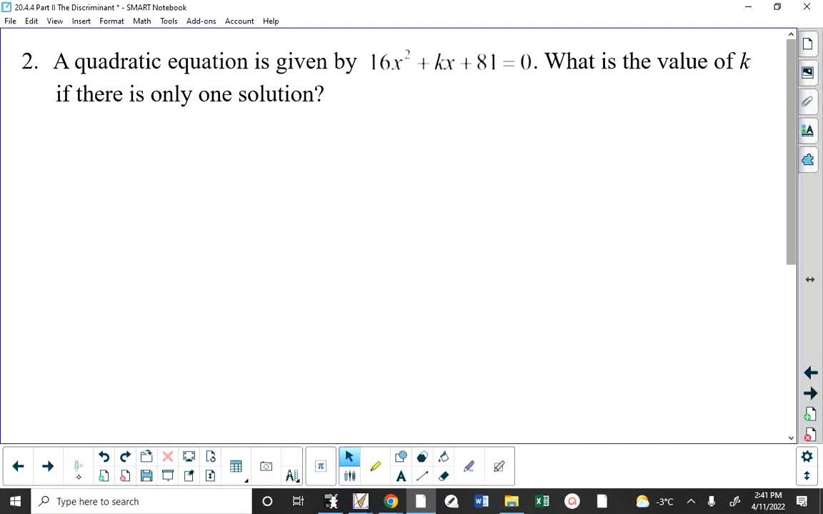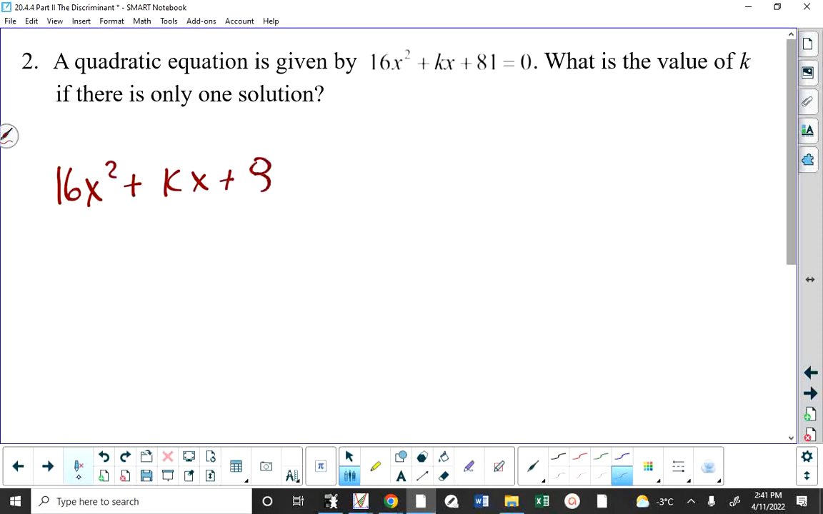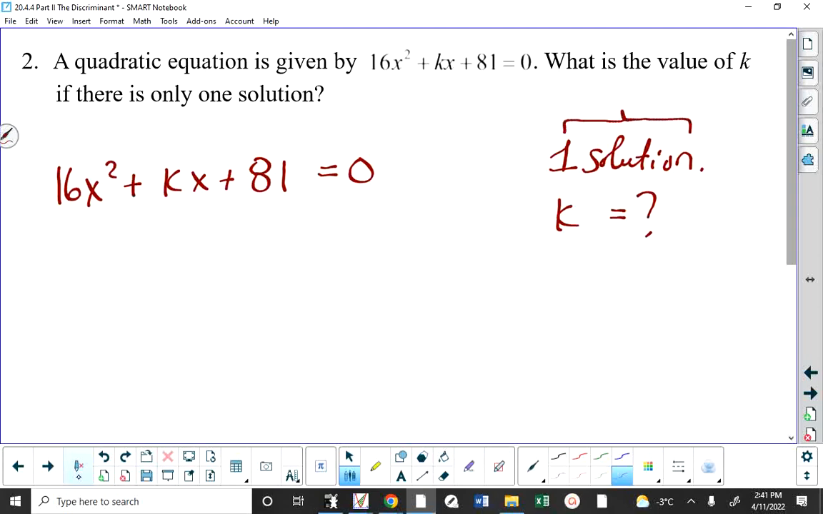You've got a quadratic equation that's 16x squared plus kx plus 81, and you're told this is equal to 0. You're told there's only one solution. What's the value of k? So what we could do, everybody, is first of all, if there's one solution, that tells you that b squared minus 4ac must be equal to 0.